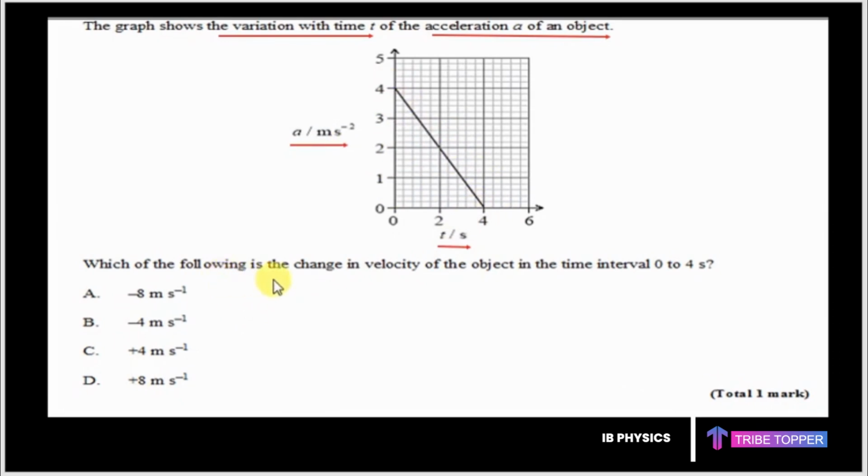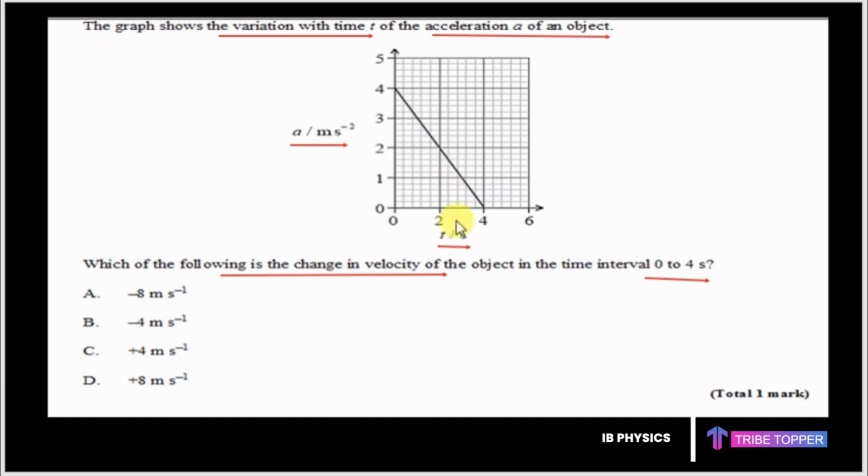The question is, which of the following options gives the change in velocity of the object in the time interval from 0 to 4 seconds? So the only thing you need to apply here is your knowledge about how to use the area under the graph, or how to use a graph of acceleration time to find out the velocity.